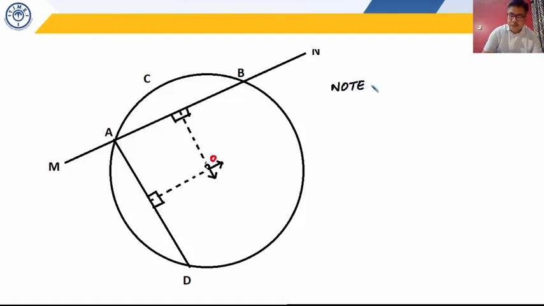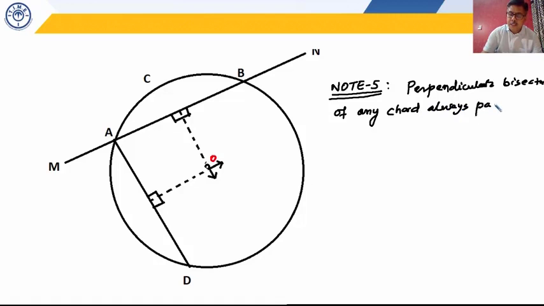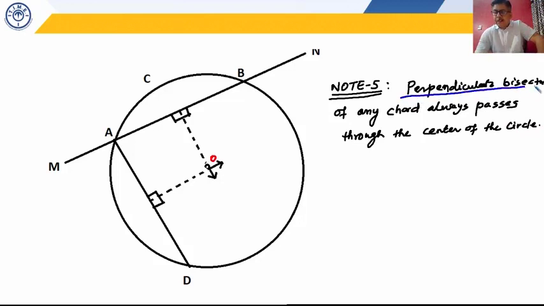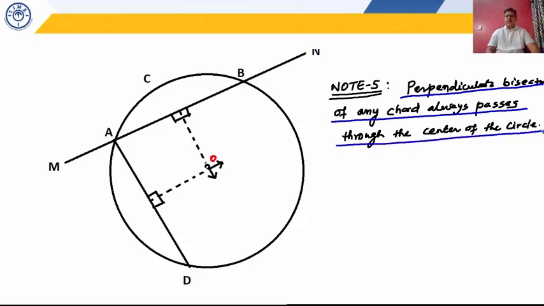Note 5. The perpendicular bisector of any chord always passes through the center of the circle. Or the other way around, if you draw the perpendicular from the center on the chord, it would be by default a perpendicular bisector. So this length is equal to this length and this length is equal to this length.